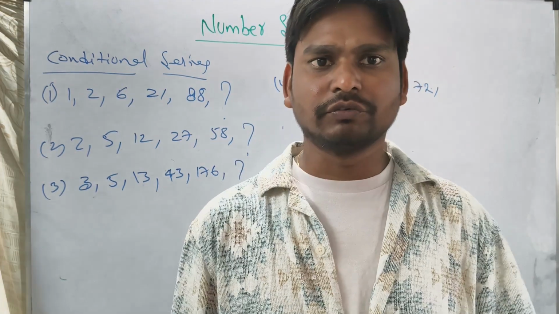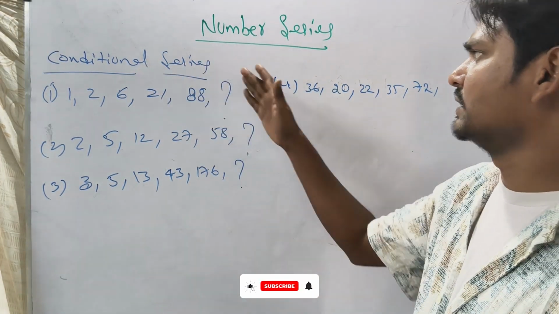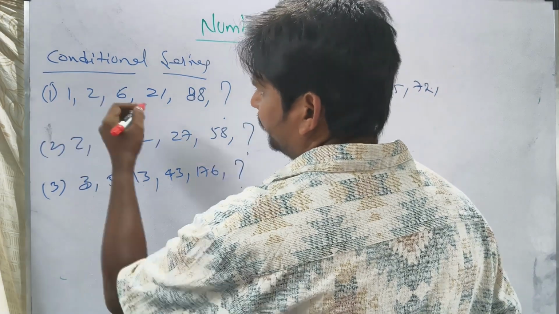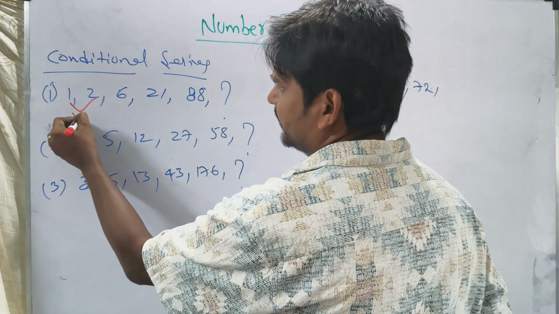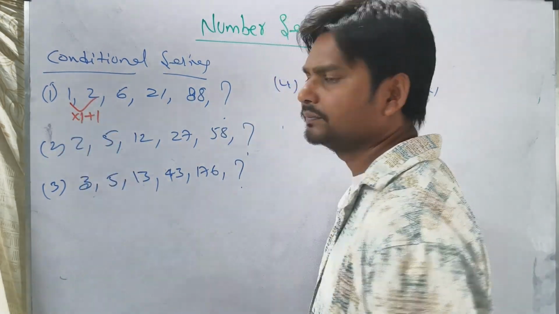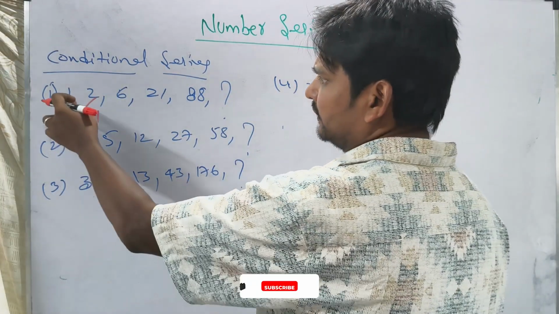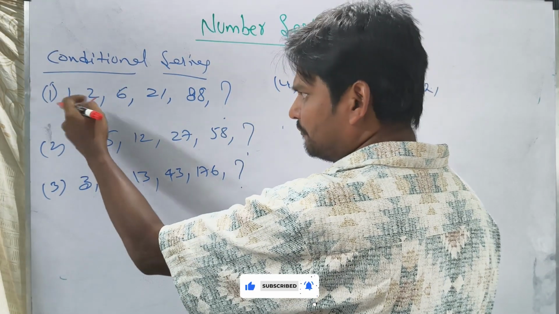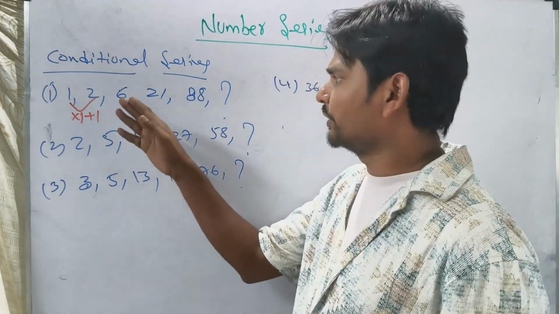Okay, my dear students, we'll move on to the next model, that is conditional series. See here how they will give questions from this. First of all, look at the first question. From here to here, shall I take into 1 plus 1? Means what here? So if you multiply the first term by 1, you will get the result 1. After that you have to add plus 1, then you will get 2.